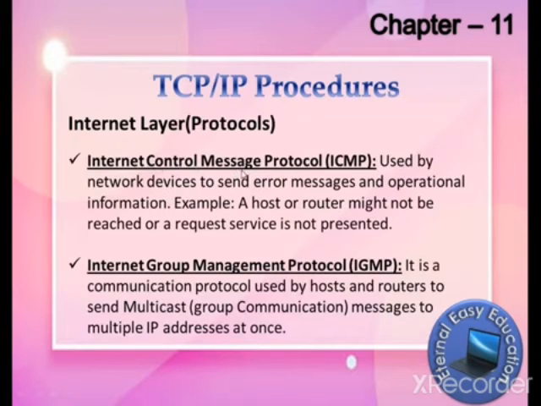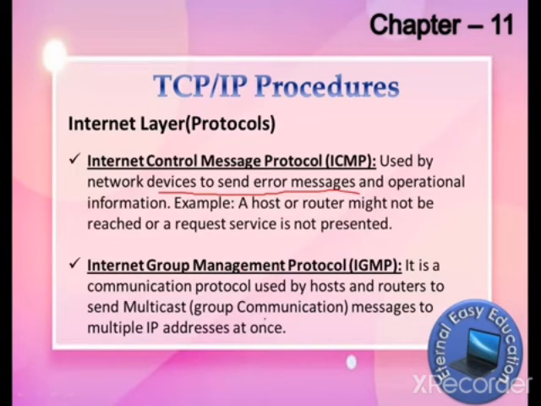Then internet control message protocol. Its working nature is that it is used by network devices to send error messages. For example, if you send a message to a wrong email address, suddenly you will receive an error message, right? So this control is taken by internet control message protocol. A host or router might not be reached or the requested service is not present, it will give an error message.